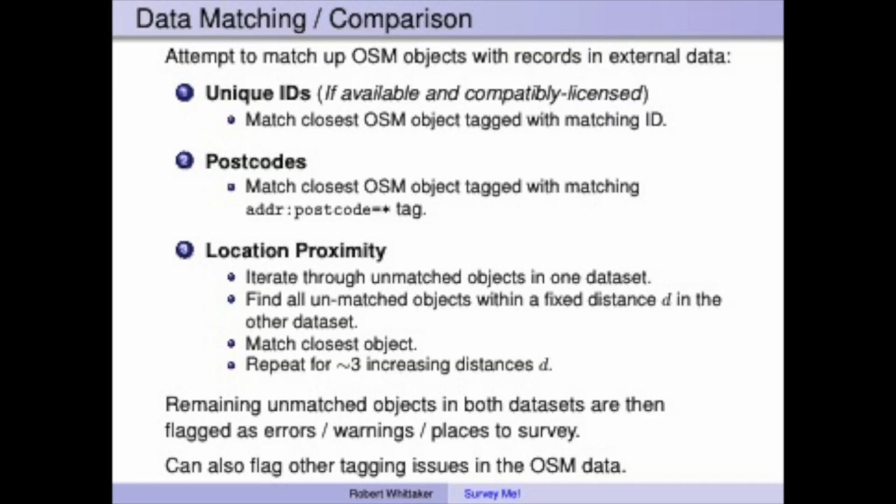And then if I've exhausted unique IDs and postcodes, I just base it off location. So what I'll do is go through the objects in one of the data sets, find all the nearby unmatched objects in the other data set within some fixed distance, because I don't want to match a pharmacy in Edinburgh with one in Aberdeen just because there aren't any more left. And then match the closest object. And I found it works reasonably well if you take a few increasing distances.